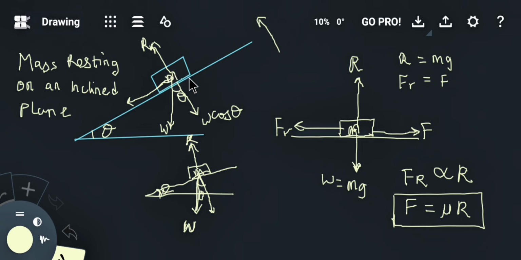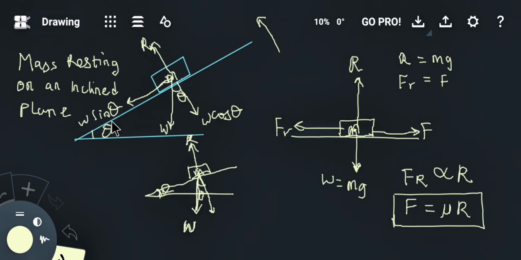For this mass to remain on this plane without sliding down still depends on the weight. It depends on the component of the weight that you are dealing with at the moment. So the component of the weight that is going to keep this mass firmly attached on the plane is this component, W cos theta. Whereas the component of the weight that is going to cause the mass to slide down freely is W sine theta.